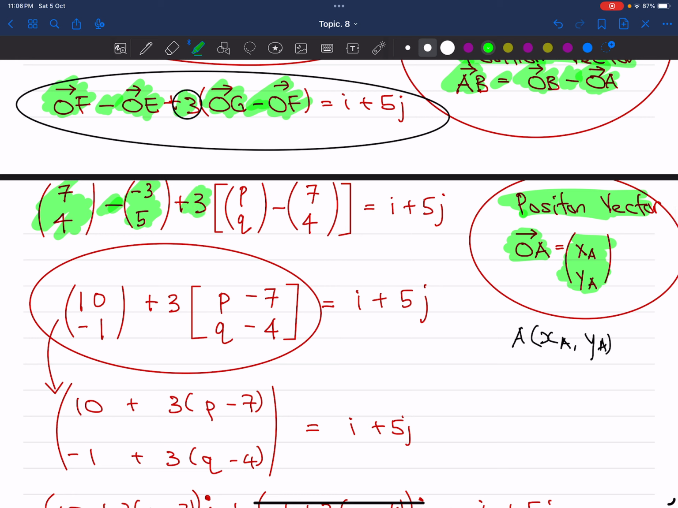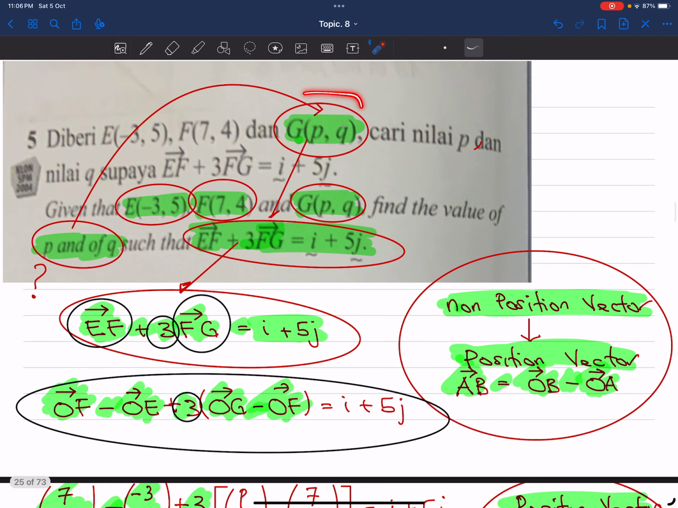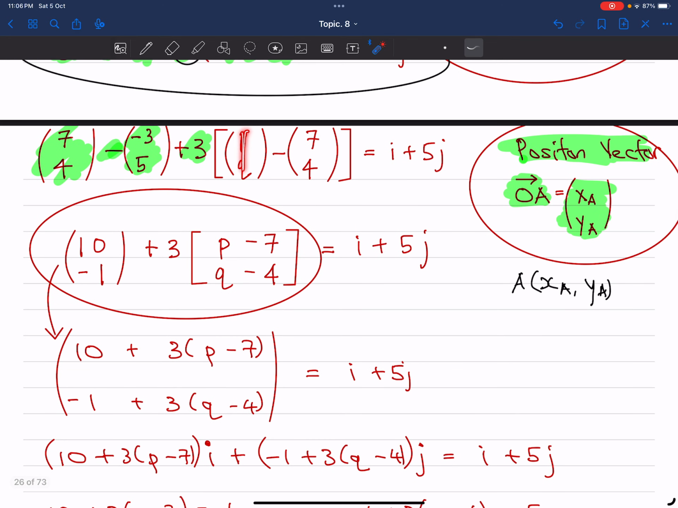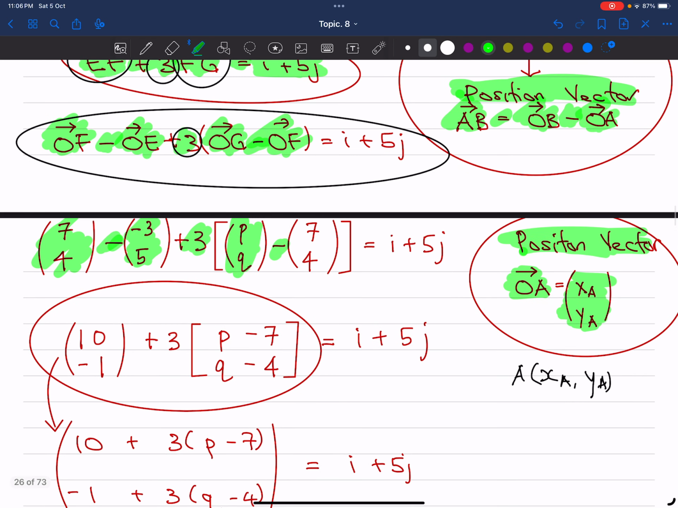Now we look at position vector OG. It must be the coordinate G, which is p and q. So I substitute p and q. Again minus OF position vector, which was 7, 4. So I substitute 7, 4. On the right hand side, I just copy back.